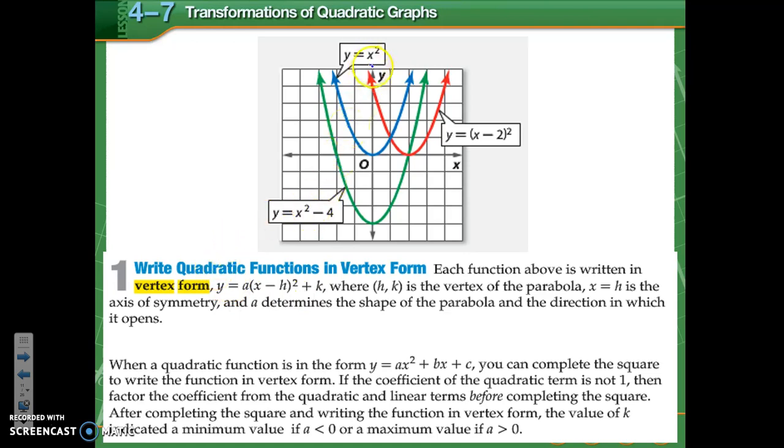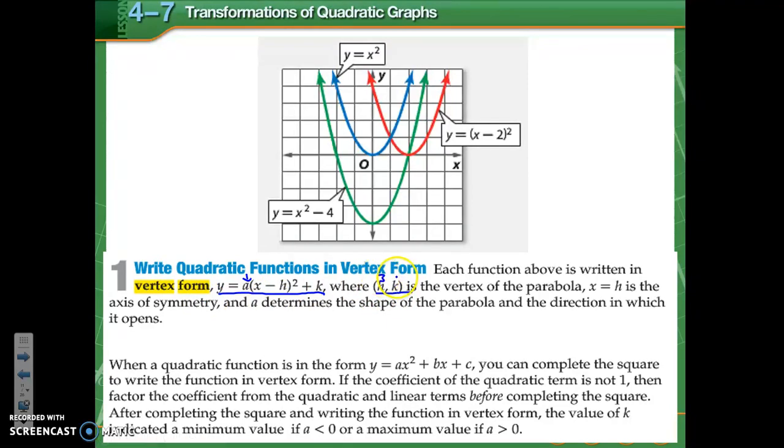So each of these functions up here is written in vertex form. Vertex form is y equals a. So a is still the number that tells me if my parabola opens up or down, left or right, tells me if it's skinny or wider. And then I have a quantity, x minus h, quantity squared plus k. So in this form, (h, k) is the vertex.